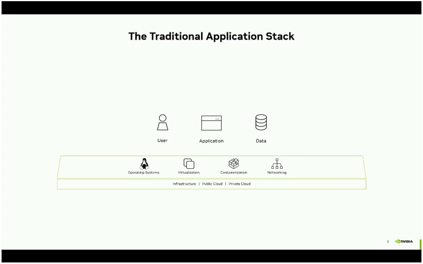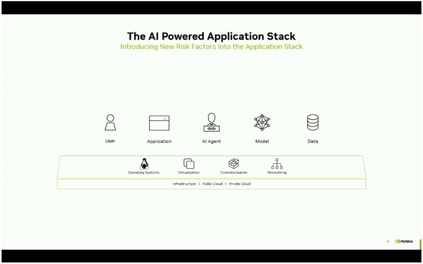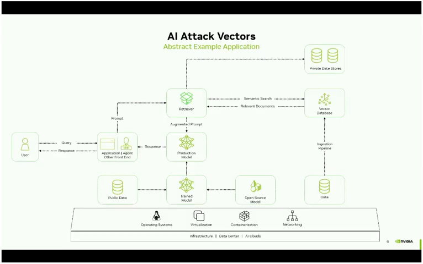We used to have this user, application, and data on top of the infrastructure, but when we are moving to AI-powered application stacks, we're adding additional risk factors. We have AI agents, we have models. In reality, we're actually having an infrastructure that spans multiple applications, agents, models, and even clouds. So as said, not as simple, and it requires a different way to handle it when we look at security.